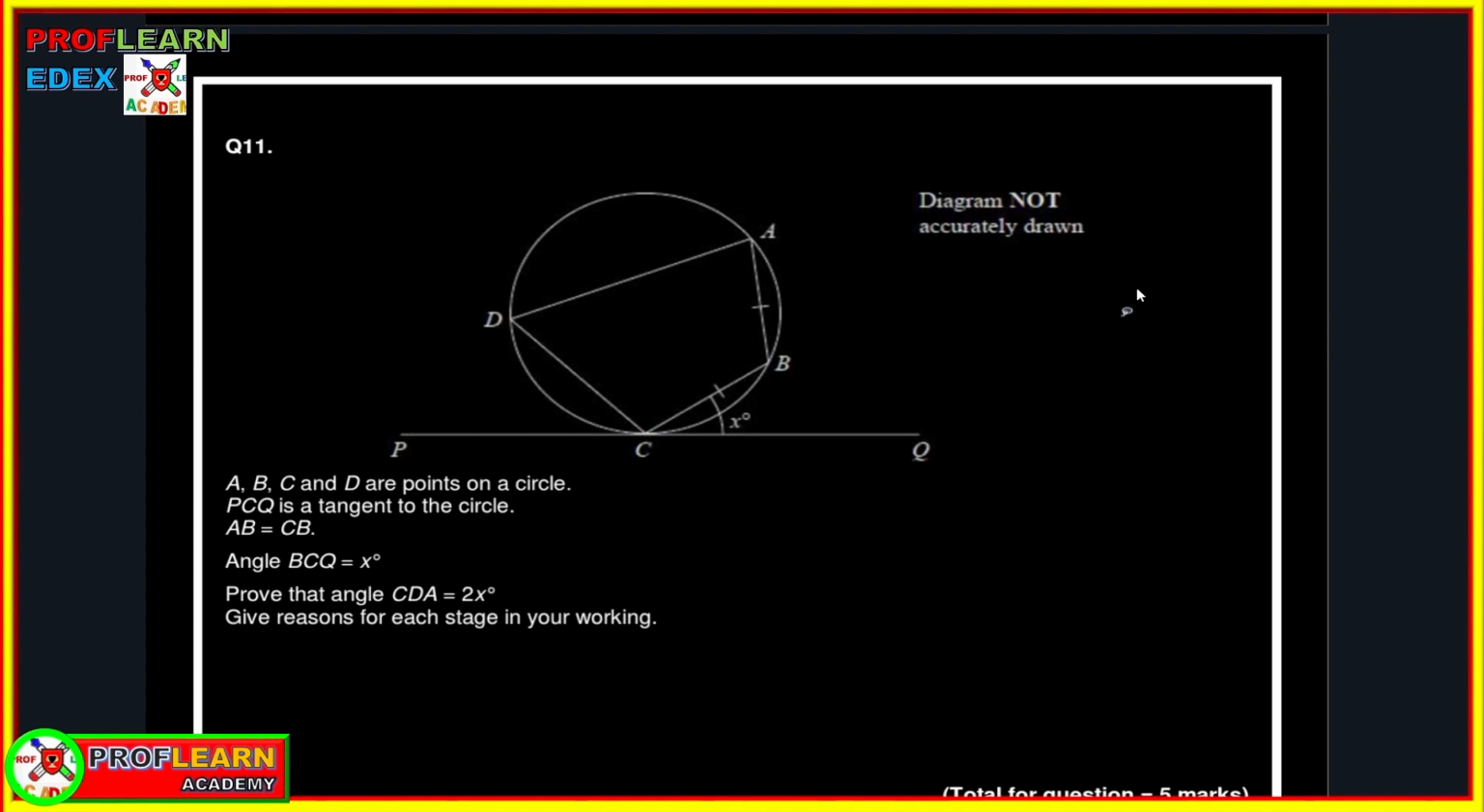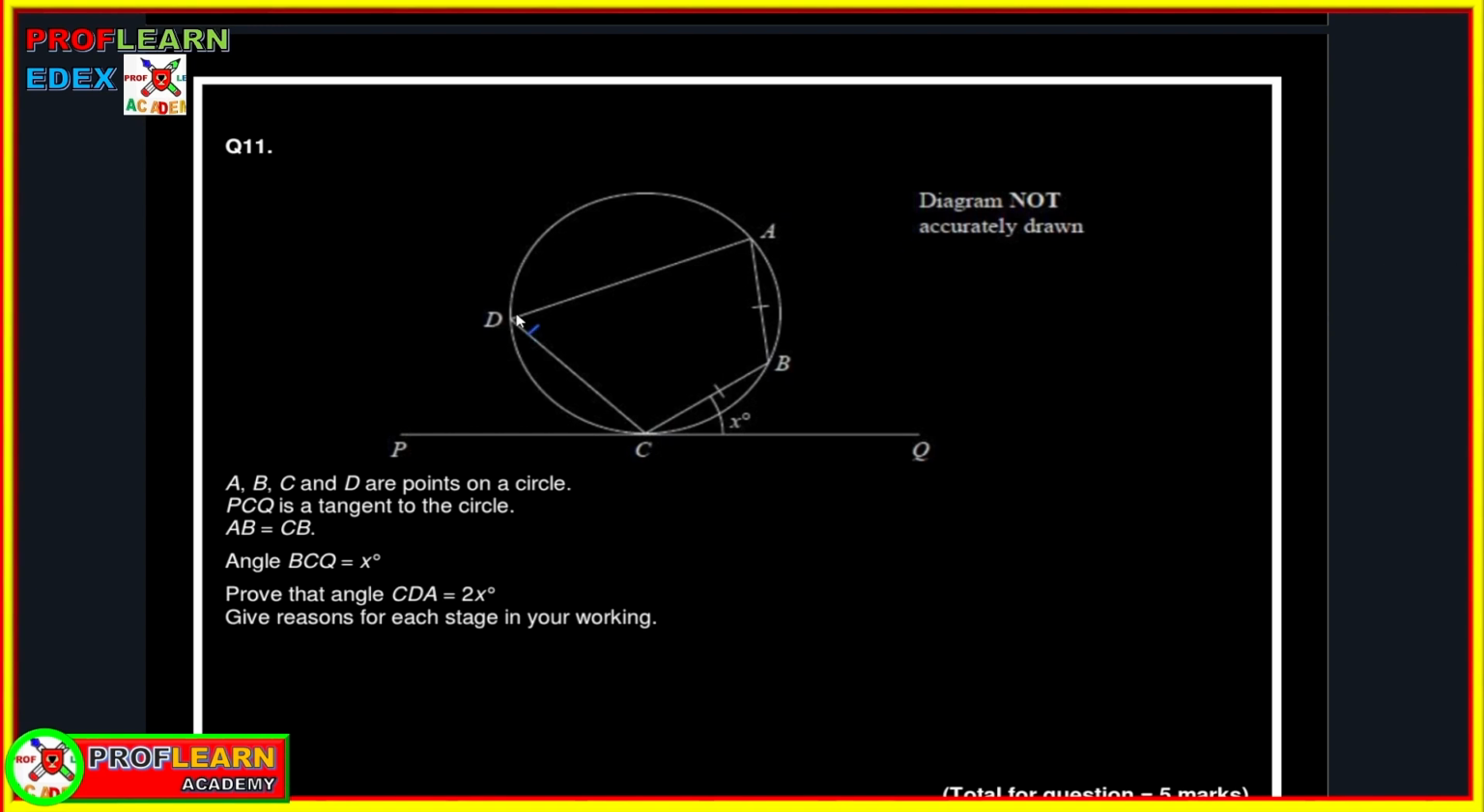All right, in question number 11, we're told that A, B, C, and D are points on a circle. PCQ is the tangent to the circle, and we're told also that AB equals CD. Given that angle BCQ is x, we're supposed to prove that CDA equals 2x. Give reasons for each stage in your working.